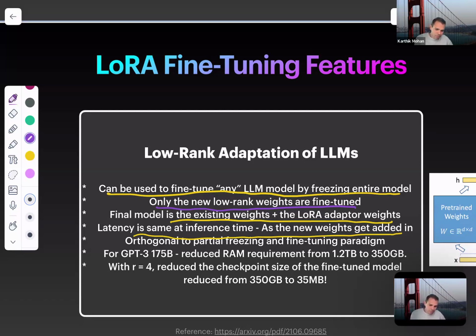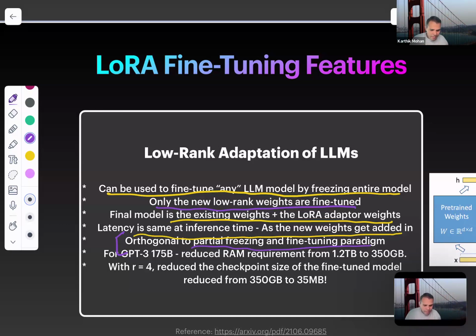And this approach is orthogonal to the partial freezing and fine-tuning paradigm, right? Because in partial freezing, you pick certain layers and say, I'll freeze this, I'll fine-tune this, and you probably did that with the first fine-tuning mini project that we looked at in this course. You are probably freezing certain layers and then fine-tuning the remaining layers. That's a different approach. Here, you're actually fine-tuning every single layer. It's just that you're fine-tuning the new weights and leaving the foundation model weights as is. So you don't touch the foundation model weights. You just freeze them and fine-tune the new weights.